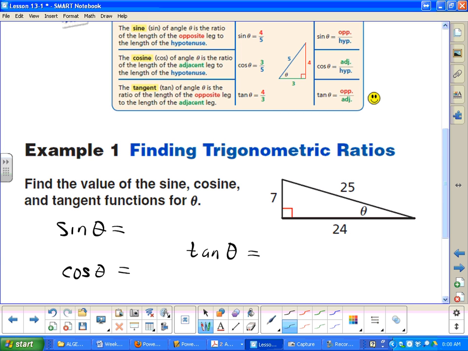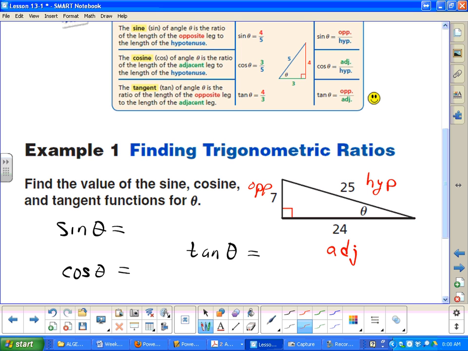Okay. So we're talking about this angle theta here. The adjacent side always helps make the angle. So in this case, this side here is adjacent because the side that's 24 and the side that's 25 form the angle. The longer side is always the hypotenuse. So this side over here would be the opposite side.